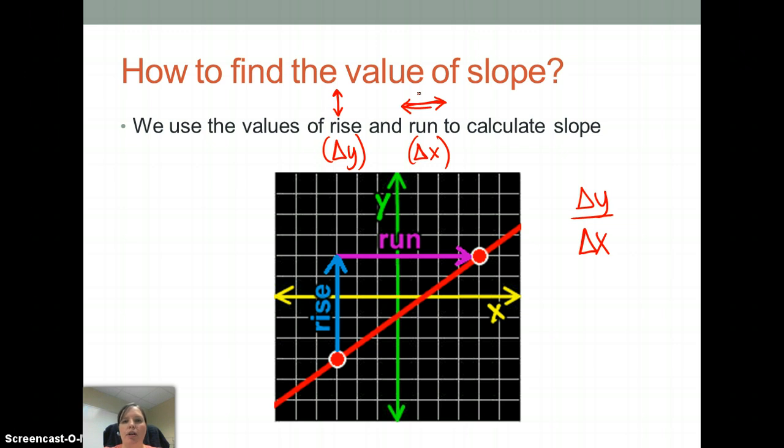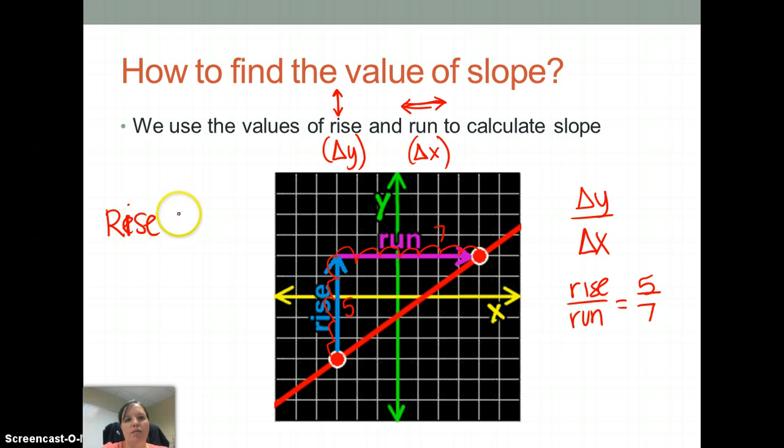So there are multiple ways to calculate slope. One of those ways is just using this visual representation. So in this case, if you counted 1, 2, 3, 4, 5, your rise value is 5, your run value is 1, 2, 3, 4, 5, 6, 7, your run value is 7, so your slope is 5/7.